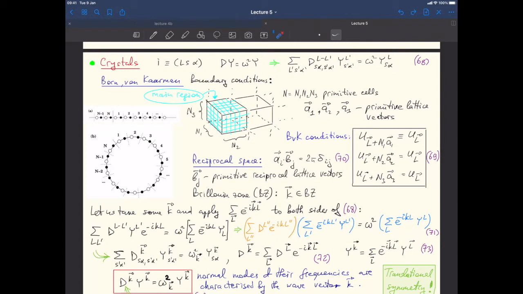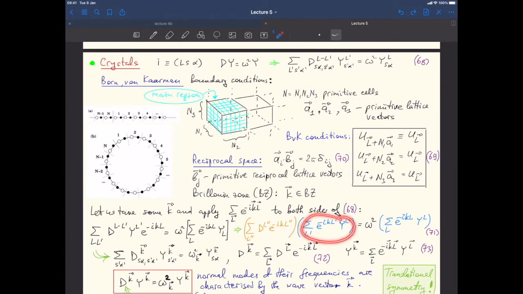But if we make this change of variables, you will find that in the left-hand side, that double sum factorizes. So you have a separate sum over the L double prime vectors and a separate sum over L prime vectors. And that expression here is precisely of the same form as given here.